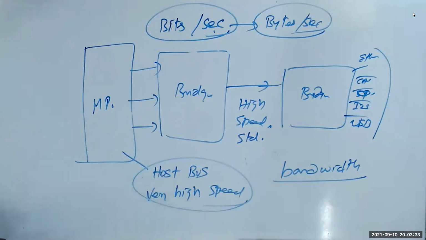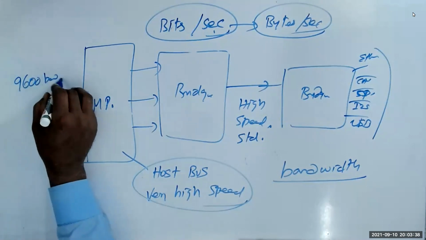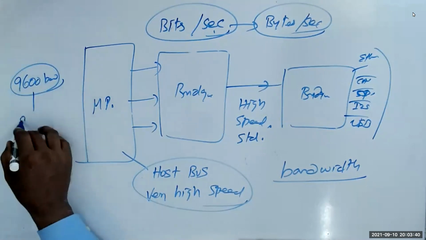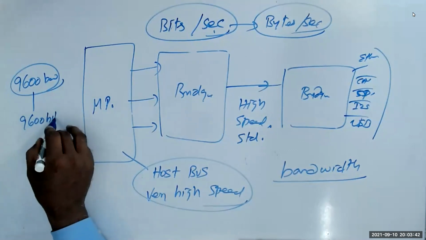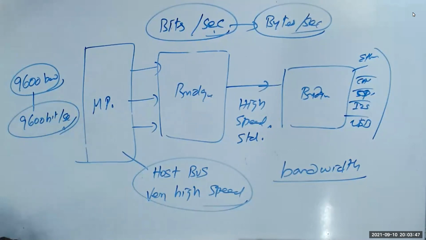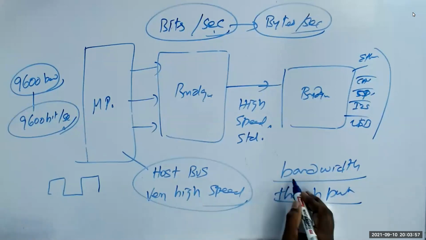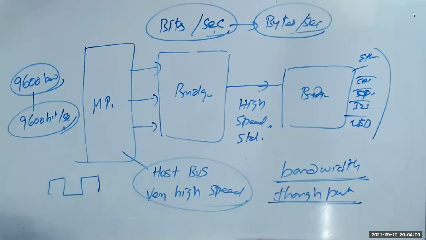Let us say I have a 9,600 baud rate. That means I can send only 9,600 bits per second. Am I right? That is the maximum bits per second I can transmit, ones and zeros. We will discuss later what is throughput. There are two terminologies. One is bandwidth. Bandwidth is what is possible, and throughput is what we achieve.